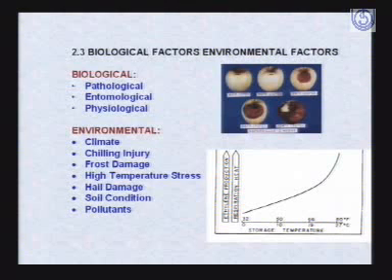Pathological factors: fruits and vegetables, if we keep them out, will be infected with pathogens or fungus, and will spoil. They can also be attacked by insects, that's the entomological problem. Again, there is another problem, the physiological activities.